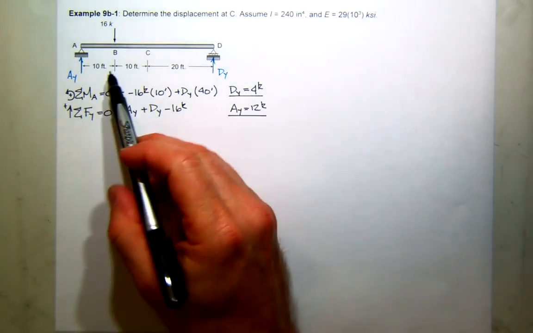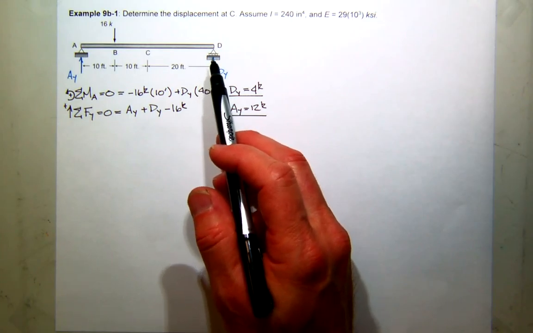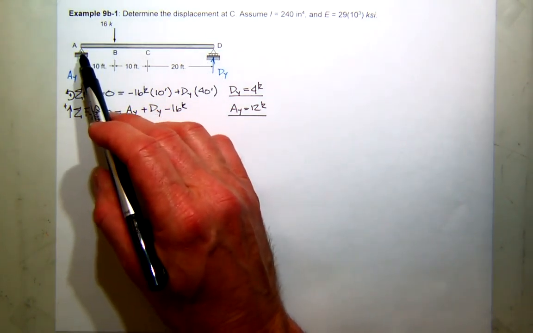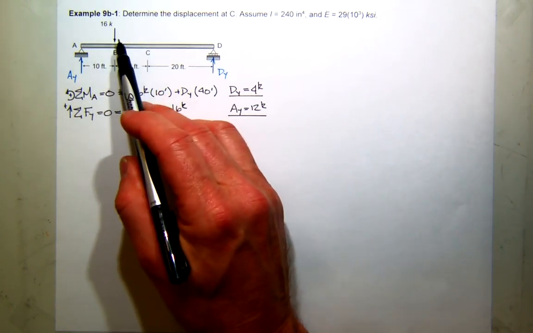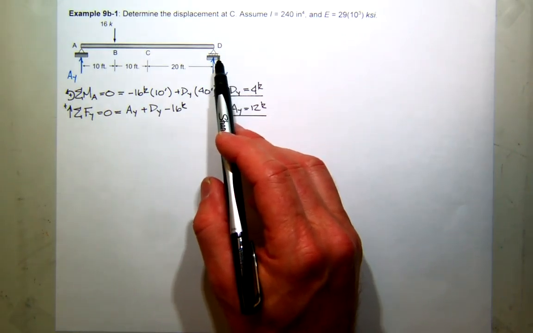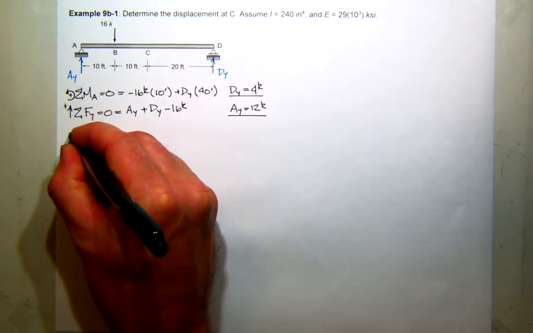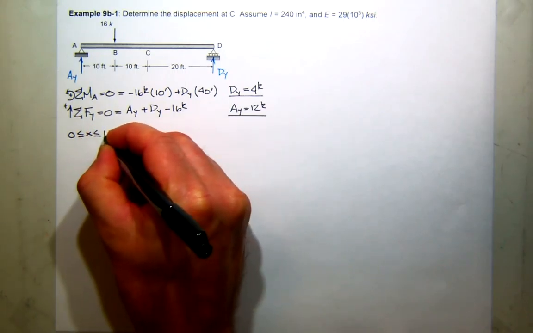Now, can I write one moment expression for the entire structure? Well, I could with special functions, but we're not approaching it that way. So I can write a simple expression that's valid from A to B, and then we have that discontinuity to worry about. And then a second expression that's good from B to D. And that's what I'll do. So the first one, going from A to B, that will be a region of x that's bounded by 0 to 10.